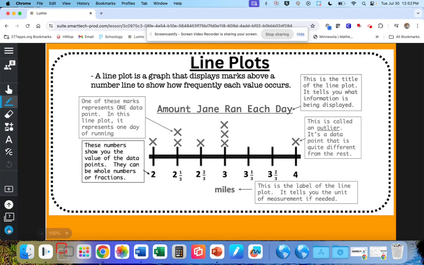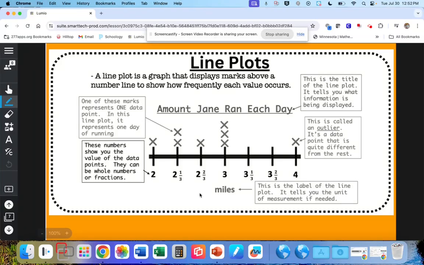Moving on to our next concept, it's line plots. Line plots use this number line that is broken into parts. Sometimes it uses wholes and parts. Sometimes it just uses whole numbers. It all depends. And then we have X's or dots that will mark each of our pieces of data.